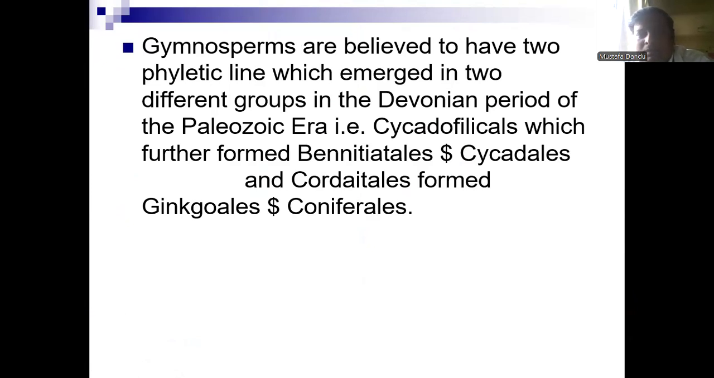Gymnosperms are believed to have two phyletic origins. There are two different groups. One is coming from the Devonian period, and one is coming from the Paleozoic era. Cycadophytes, which are further formed by Bennettitales and Cycadales, and Cordaitales, formed by Ginkgos and Coniferales.